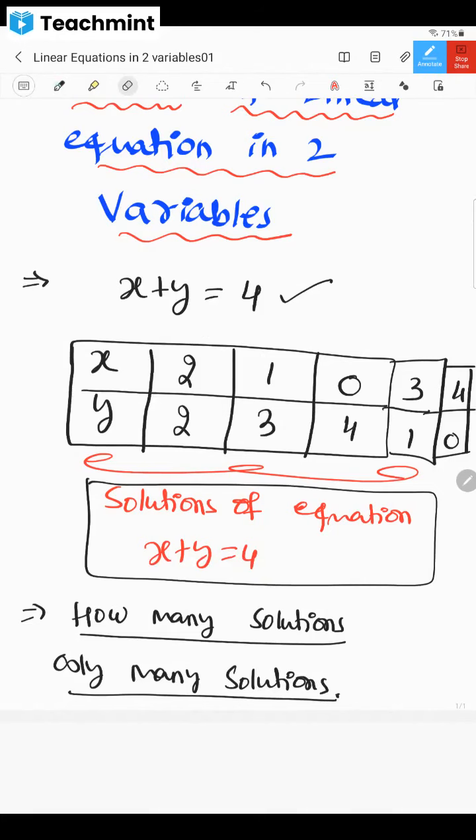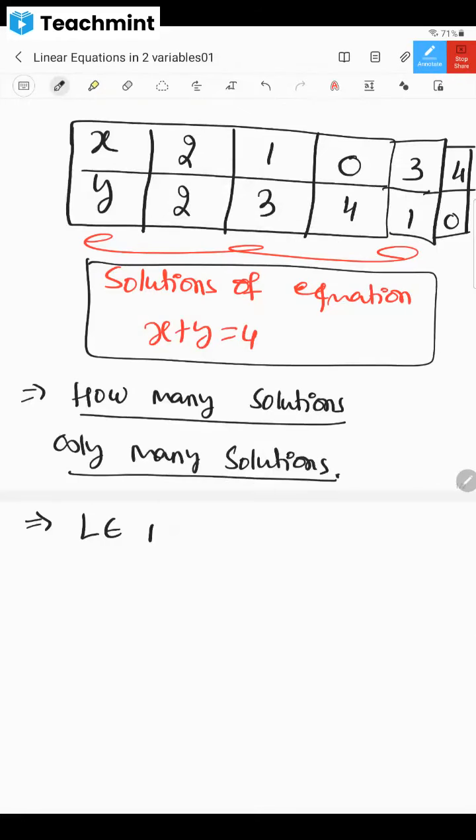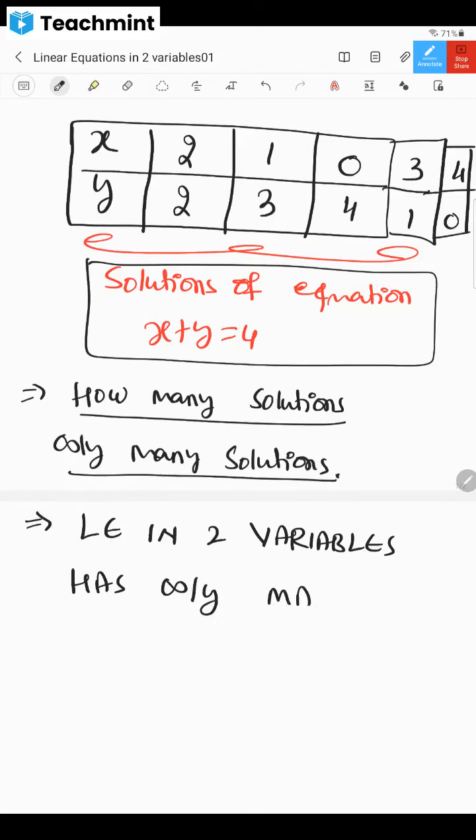So what I'm going to tell here is that a linear equation in two variables has infinitely many solutions. There is no end to it. It can have as many solutions as it wants. Clear, dear children?